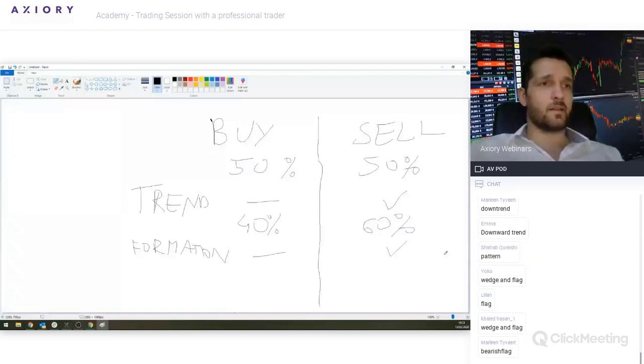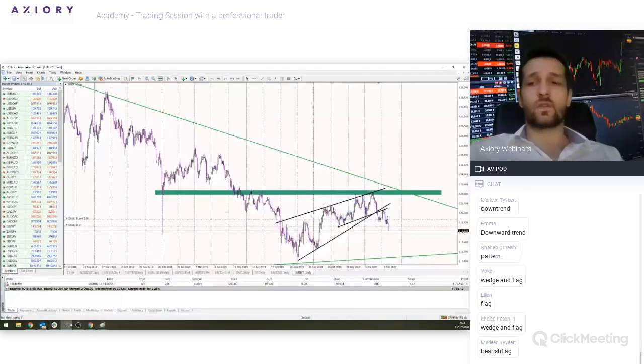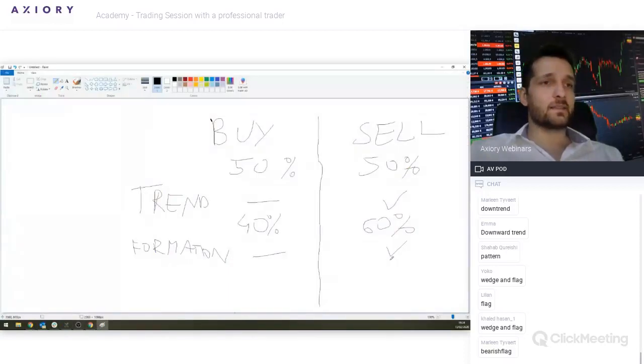Sell, sell. Because wedge and a flag in a downtrend, for those who don't know, are trend continuation patterns. So there is a downtrend. This is a correction. This is a trend continuation. And they are promoting the movement to the downside. And they did. So chance now is 70 to 30 for the drop.